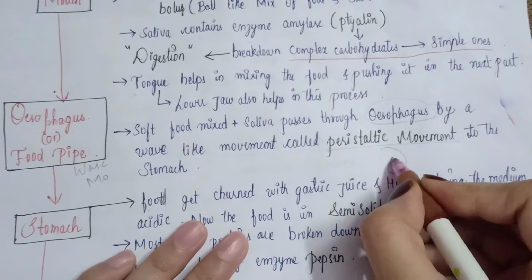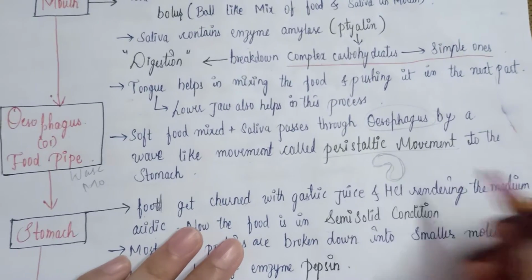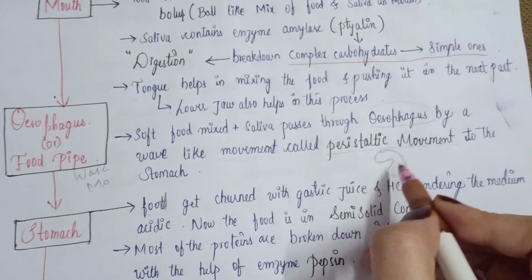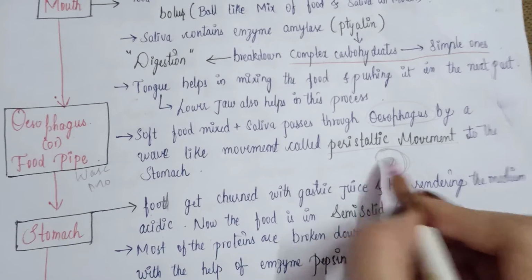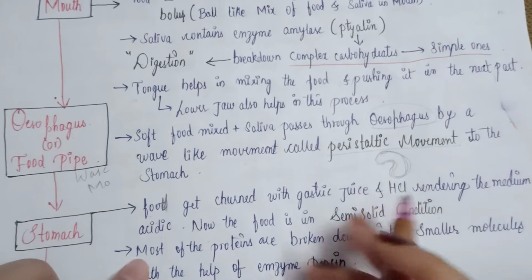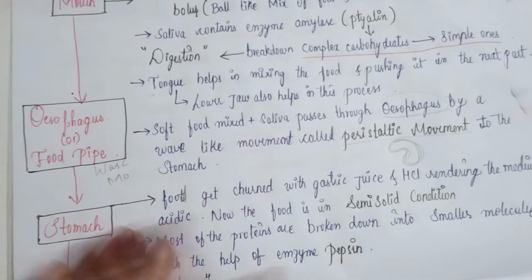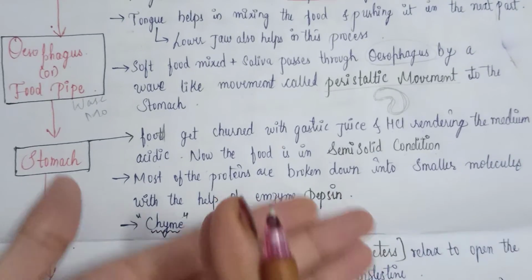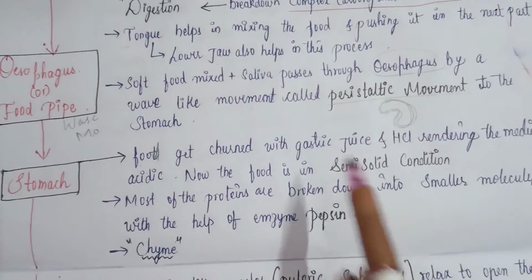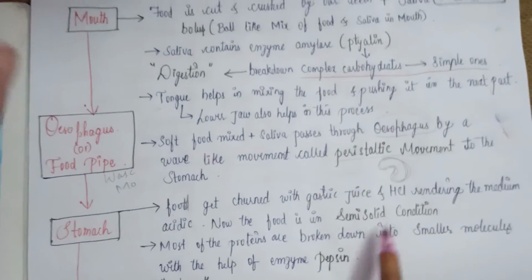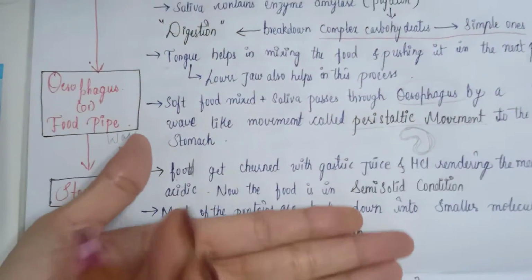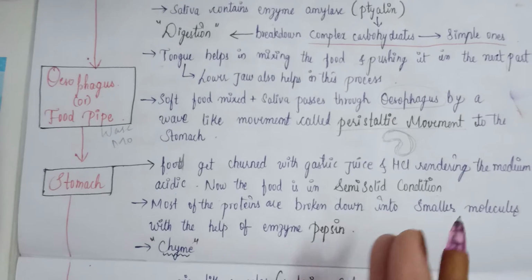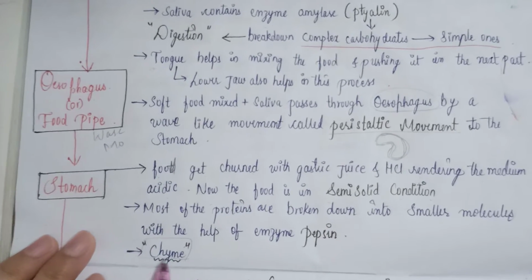The walls of the stomach contain HCl. Just as in our home we paint the walls, the walls of the stomach are also painted with HCl. The HCl is medium acidic in nature, not completely acidic. Now the food is in a semi-solid condition, which means half solid. This semi-solid condition is called chyme.